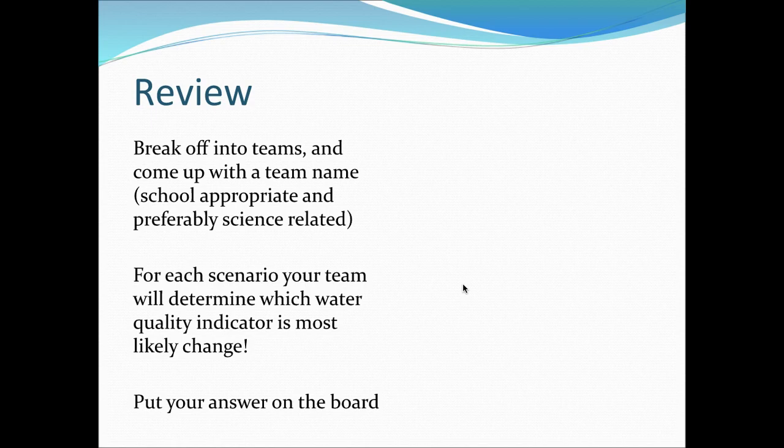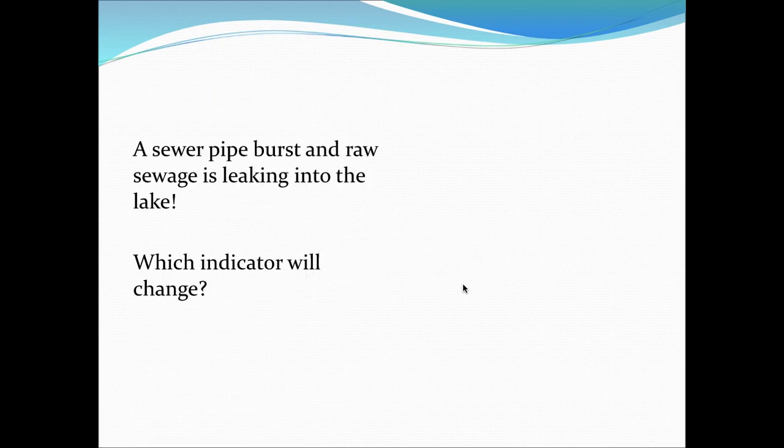We would normally do this in the classroom. We would break up into teams, but unfortunately we don't have that. But I want you to look at each scenario and determine which water quality indicators are most likely going to change. Let's see if we can figure this out. A sewer pipe burst and raw sewage is leaking into the lake. Which indicator will change? It's okay if you have more than one.